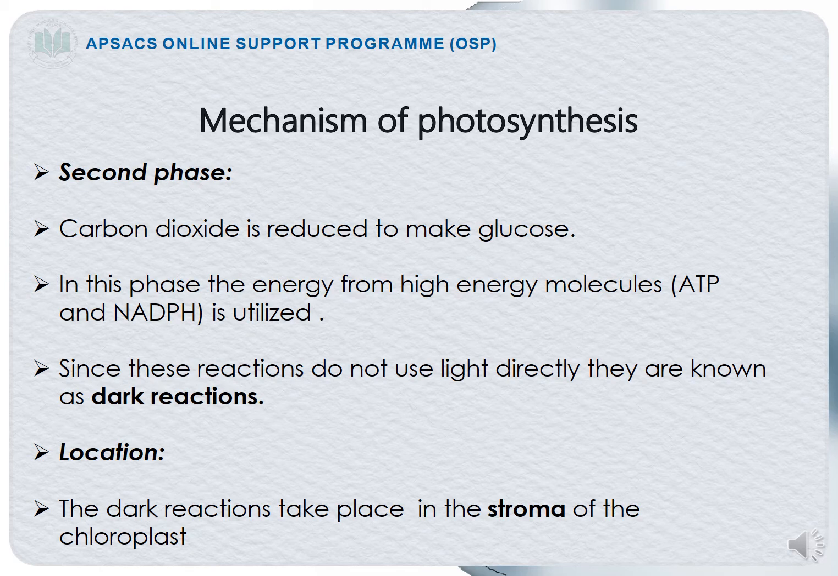Now come towards the second phase. What happens in the second phase? Actually the second phase takes place in the dark. Carbon dioxide is reduced to make glucose. Carbon dioxide will be reduced, and it will help in the making of glucose. Now the high energy molecules that were made in the light reaction, the ATP and NADPH, are utilized in this reaction.